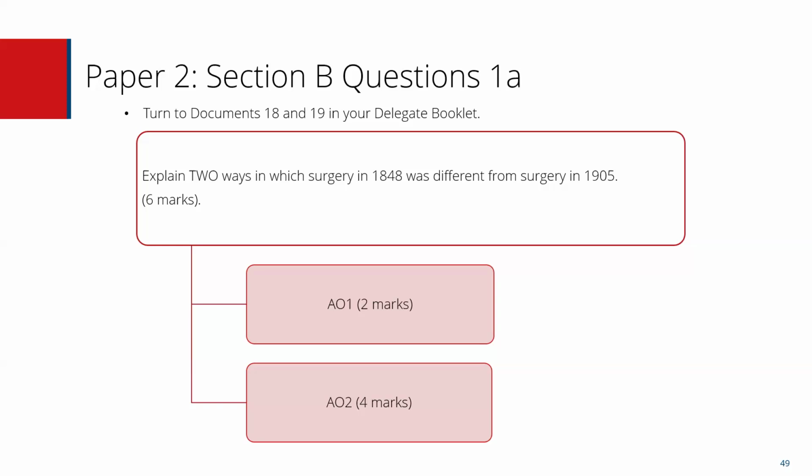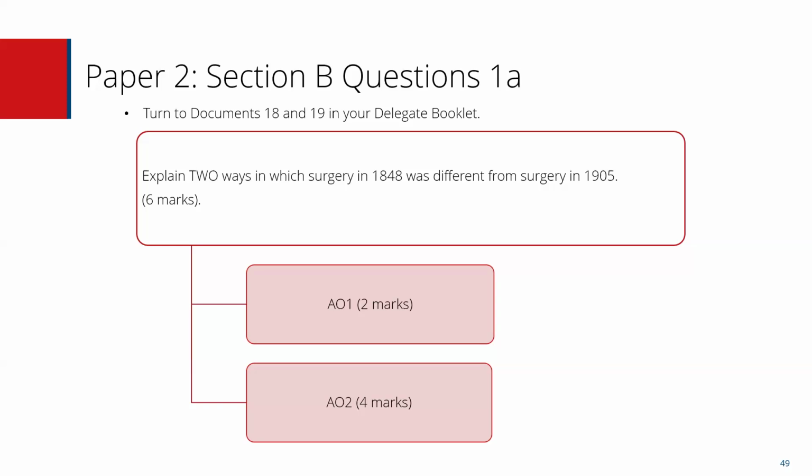Okay, level 1, your simple statements about something that was the same or something that was different, very generalized information there. They really don't know, very limited knowledge and understanding. For the level 2 answers, they are explaining something that was similar or something that was different by using specific information to support what they're saying. So, you know, it was like this, and then it was like that.